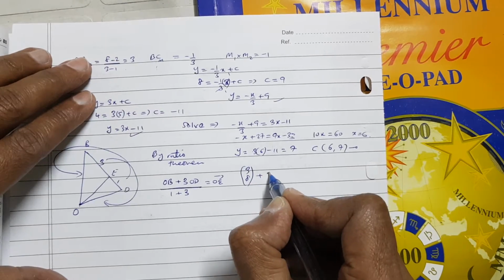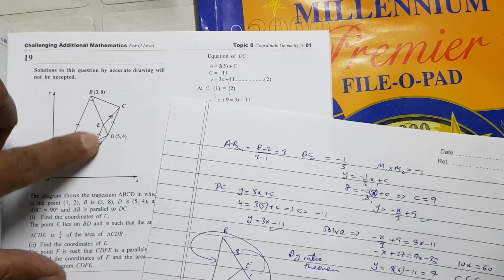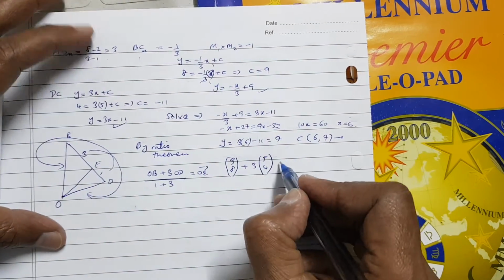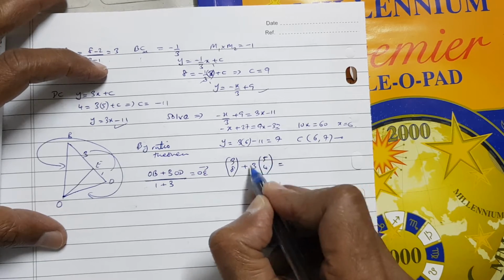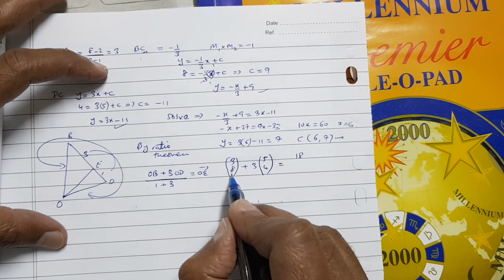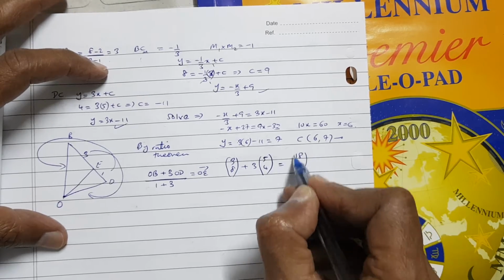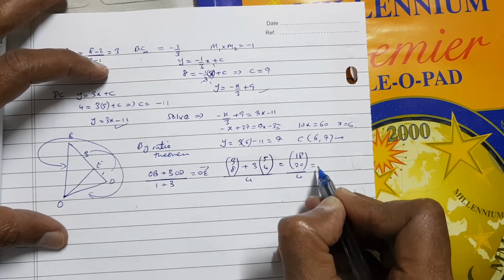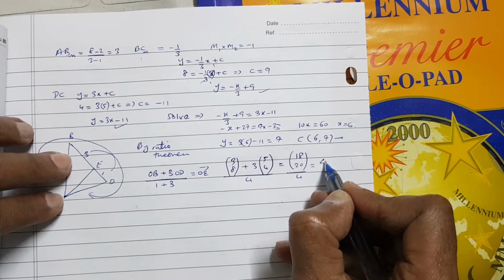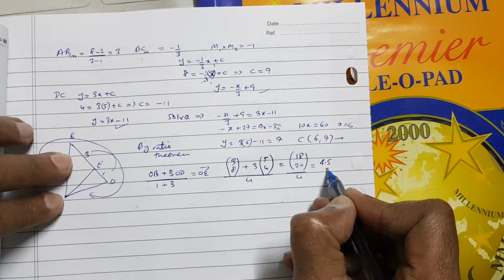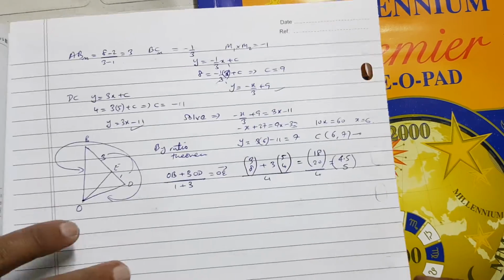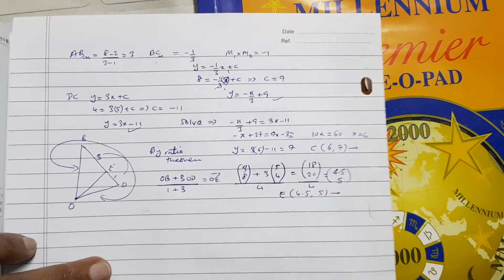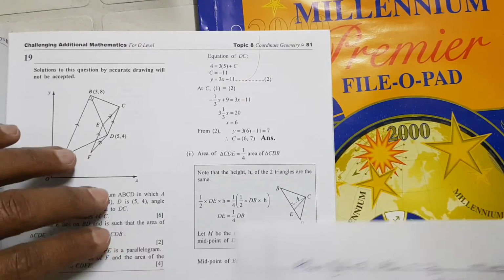So 3/8 plus 3 times OD, and OD is 5/4. So I have then 3 plus 15, which is 18, and then 8 plus 12, which is 20, and all of that should be divided by 4. So if you divide this by 4, you're going to get 4.5, and then 5. That's basically my answer. So therefore E turns out to be 4.5 and 5. Here we are, done. So this is for E.